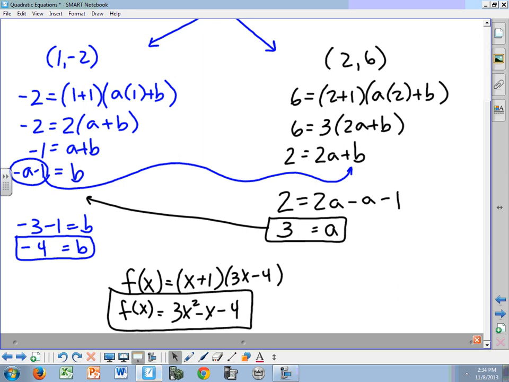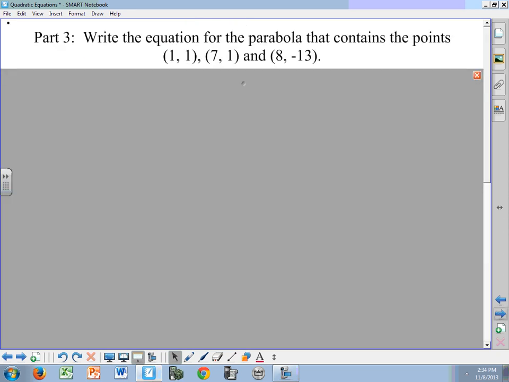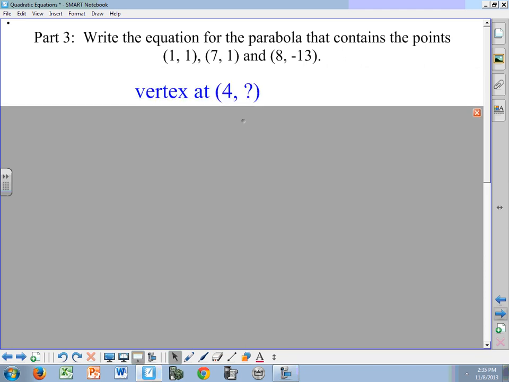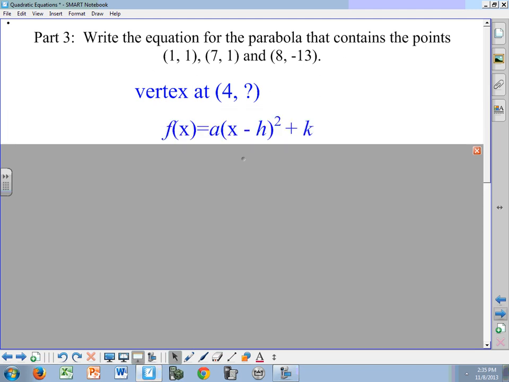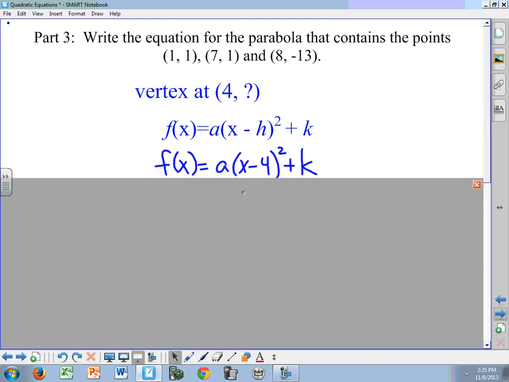In part 3, we're writing the equation of the parabola containing these points, and this time no intercepts are given, but these 2 points, (1, 1) and (7, 1), are directly horizontal to each other. So in that case, we do realize that there's a vertex at 4. Right in between 1 and 7, there should be a vertex. So we know the x value is 4, and therefore in this function, we want a(x − h)² + k, and we know that the h value is 4.